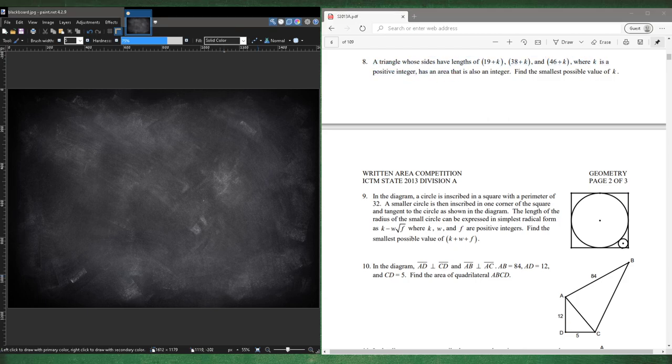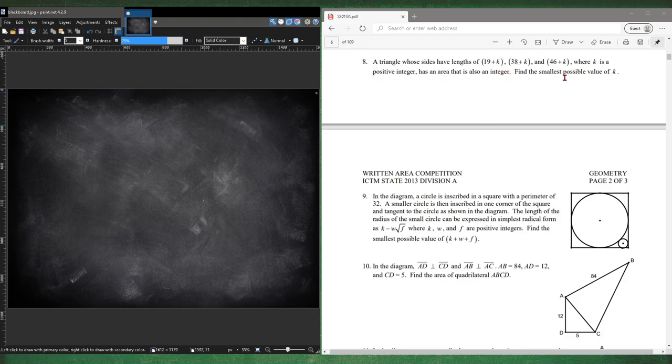Okay, so as the warning that I gave you in the beginning, number 8 requires a bunch of trial and error. So you're going to have to do this in your calculator, but first you're going to get the general way to solve it, and then you're going to plug in values. So to do this, you're going to use something called Heron's or Hero's formula, which gives you the area of a triangle using its side lengths.